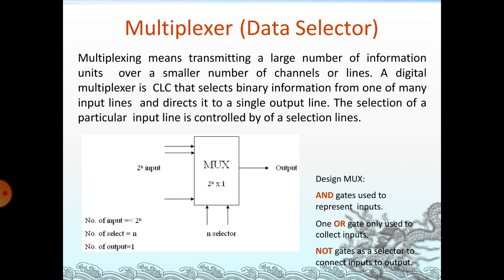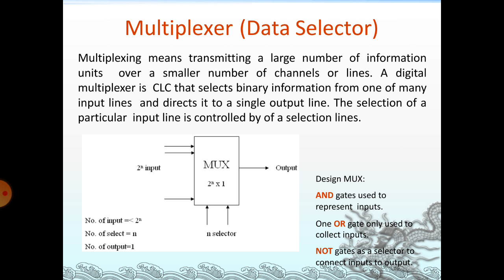The next topic is the multiplexer. What does multiplexer mean? A multiplexer is also called a data selector. Multiplexing means transmitting a large number of information units over a smaller number of channels or lines.